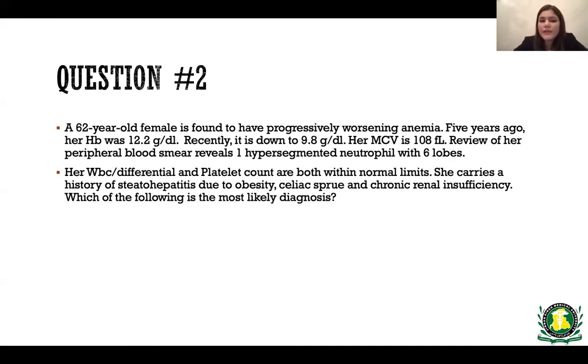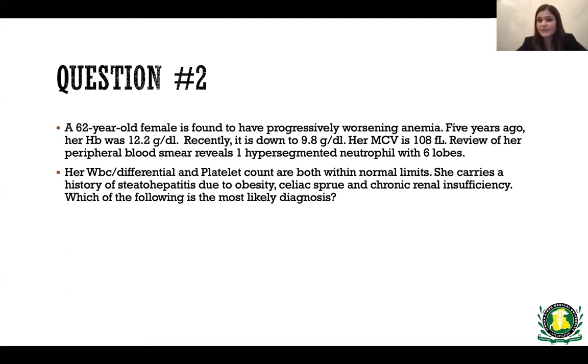Why? So we have an anemia from 12 down to 9.8, MCV is 108. So we know this is macrocytic, right? Now we talked about hypersegmentation of neutrophils, and we said that if there is hypersegmentation, then we know that this is nutritional deficiency. And then at the same time, there are findings that hint towards your diagnosis, right? So the patient is obese but has celiac sprue.